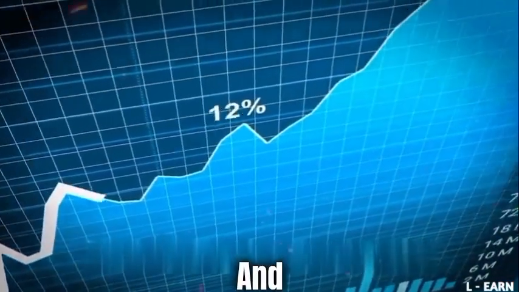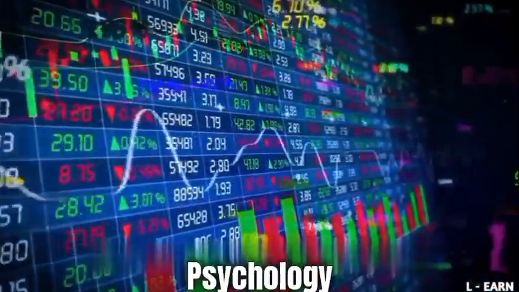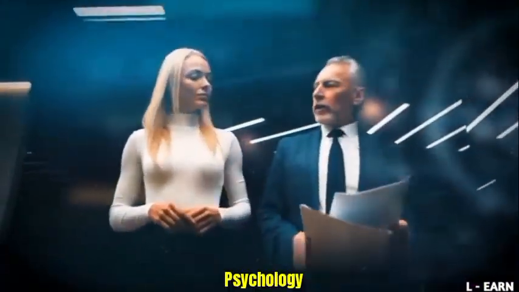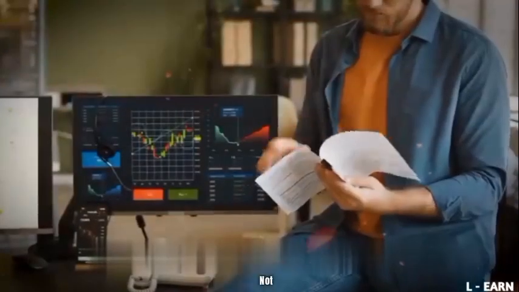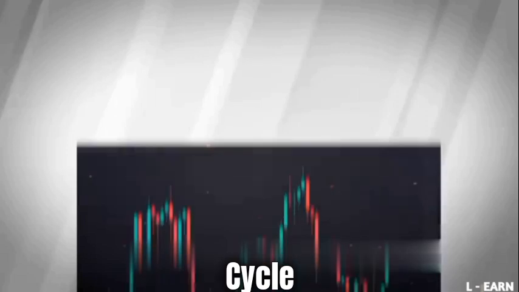History rhymes, and cycles will always be. It's like the tide, greed and fear, and the market psychology. Greed in the bull markets and fear in the bear markets. That's human psychology, and that will not change. Humans will not change. So in my opinion, we will have another cycle and another cycle and another cycle.